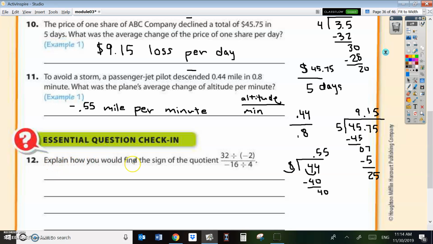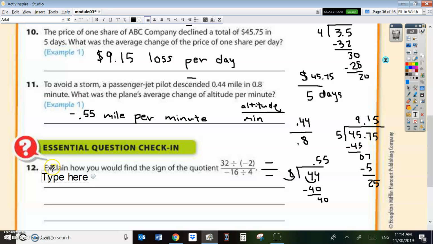Okay, explain how you'd find the sign of the quotient. So do the division first in the numerator. A positive divided by a negative is going to be a negative. And then a negative divided by a positive is going to be a negative. Then you have negative divided by a negative is going to be a positive. So let's write some of that down.